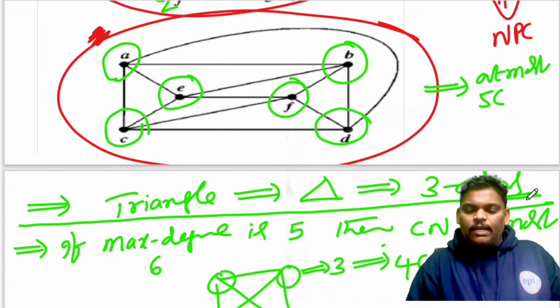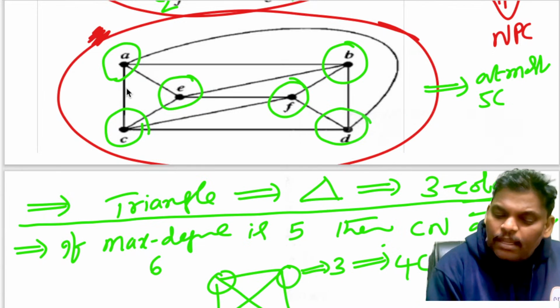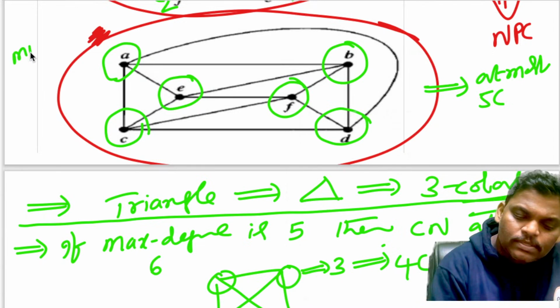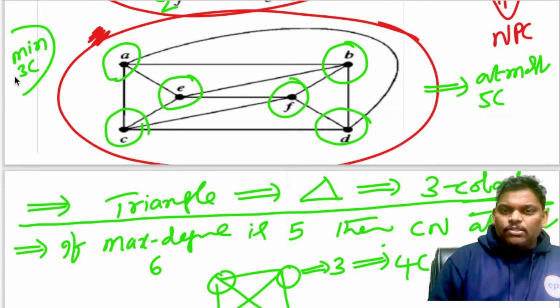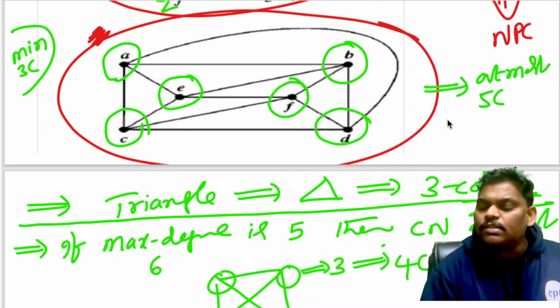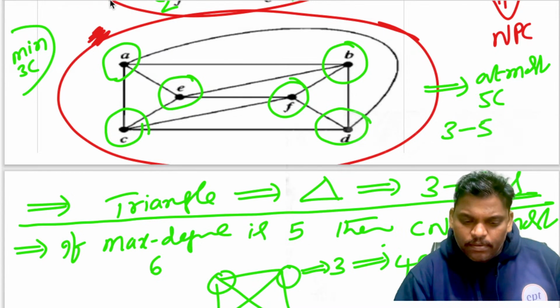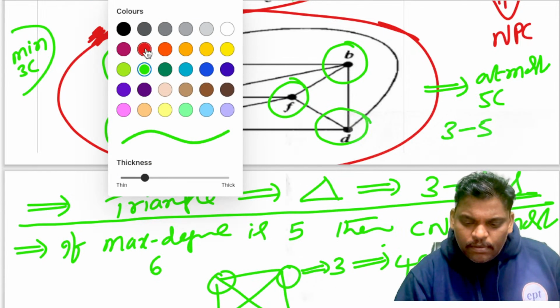Let's check what is the answer. Be careful. And one more thing is a triangle is also there, so minimum 3 colors. Because of maximum degree 4, at most 5 colors. Because of the triangle, minimum 3 colors. So answer is 3 to 5.